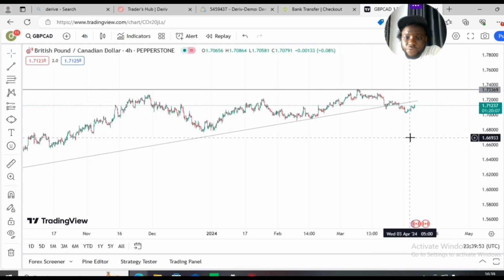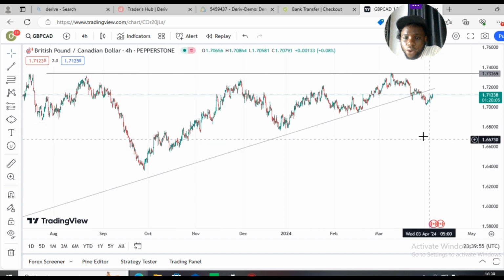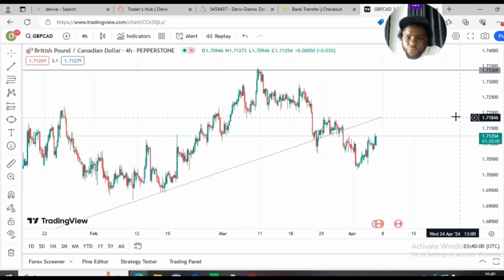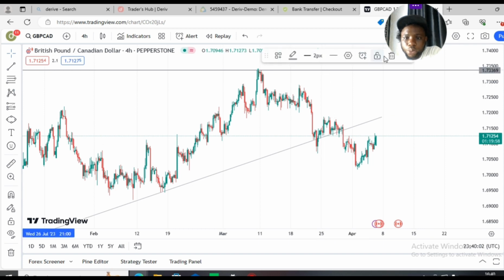Now let's see what we have on the 4-hour time frame. We can identify our minor support and resistance on the 4-hour time frame. That's what I used to do. I use the 4-hour time frame to identify our minor support and resistance.